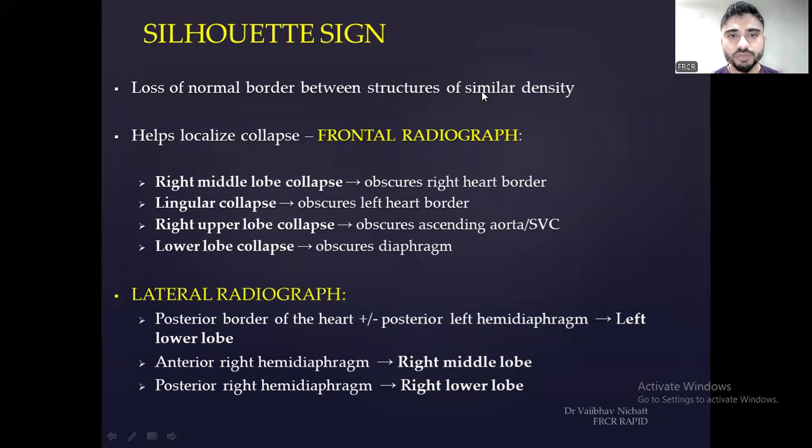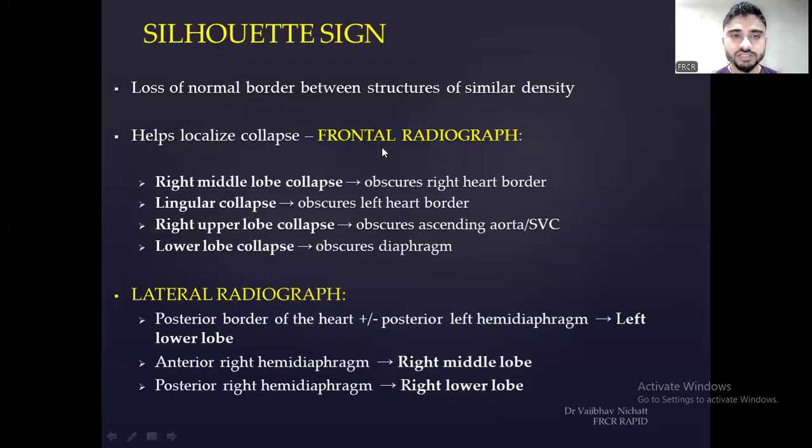You should be knowing that there is a loss of silhouette only when the two adjacent structures have similar density. If two adjacent structures have different density, then there will still be good demarcation between the borders. Then the Silhouette sign will not be seen. So Silhouette sign will only be seen when the two adjacent structures have similar density, so it will be difficult for you to identify one structure from another. It helps in localization of collapse.